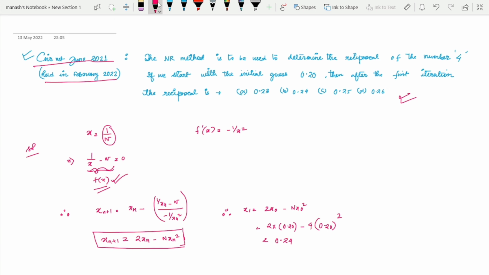Okay, so you have to find the nth term. It is x(n+1) equal to xn minus f of xn, which is 1 by xn minus n, divided by f dash of xn. So first I have to find f dash of x. It is minus 1 by x square. n is constant, so its differentiation is 0. So f dash of xn would be minus 1 by xn square.